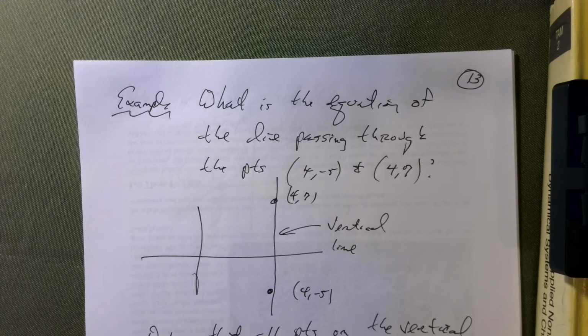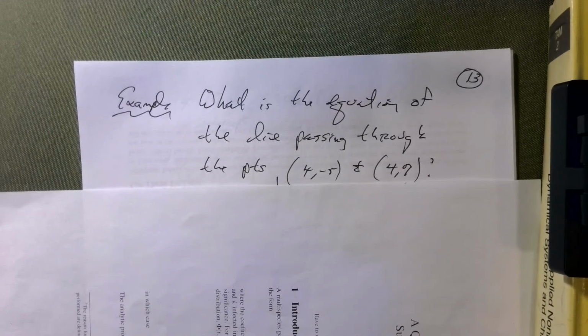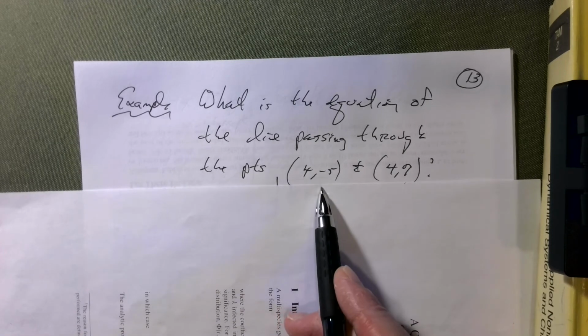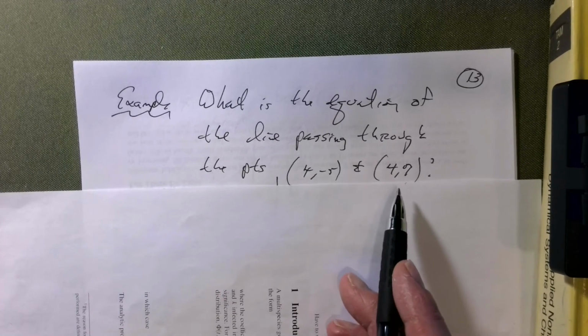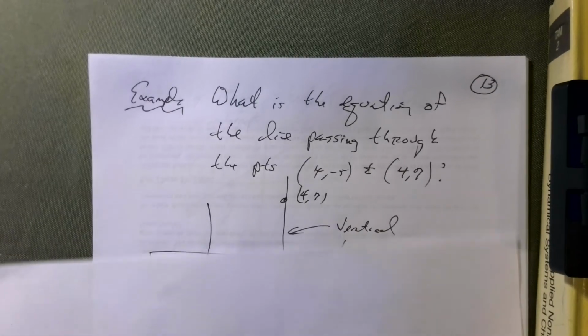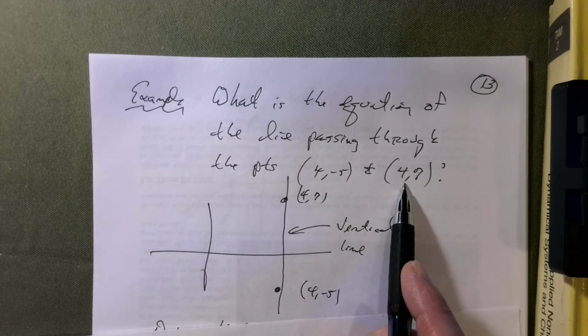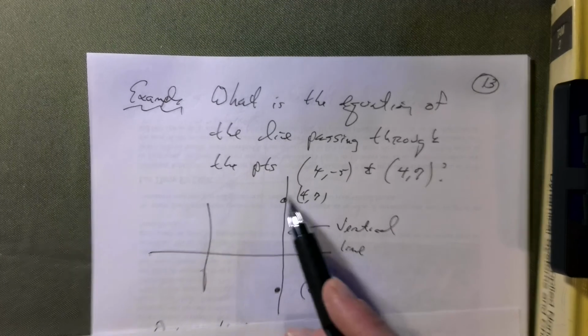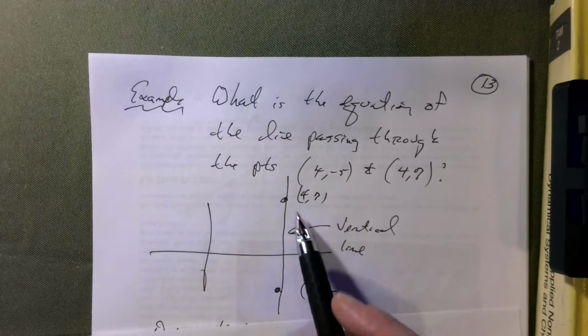Let's take some other examples. Suppose I want to know what the equation of the line is passing through 4, -5, and 4, 7. Again, do not put stuff into the formula right off the bat. You should always draw a little picture. So that's what we're going to do. And we notice something, that the x here is 4 and the x here is 4. That means they're directly above and below each other. So here's the y value being -5, and here's the y value being 7.